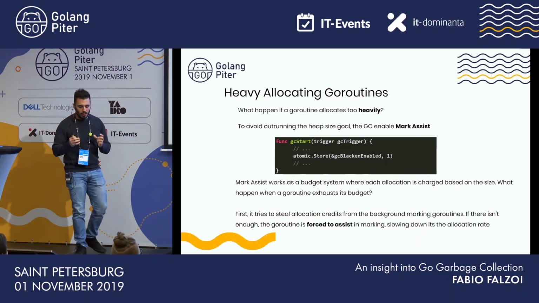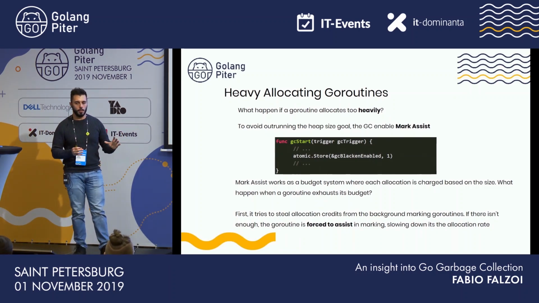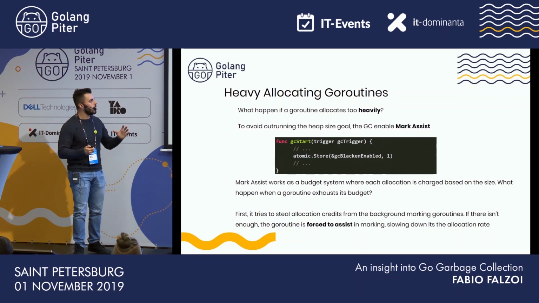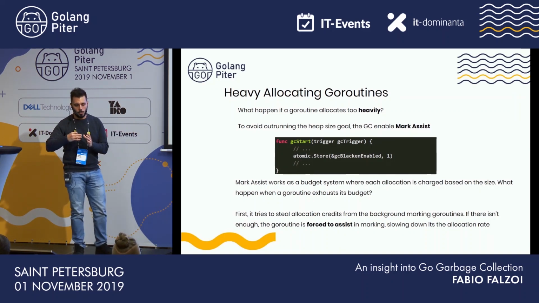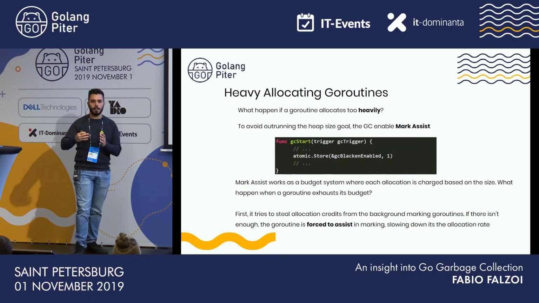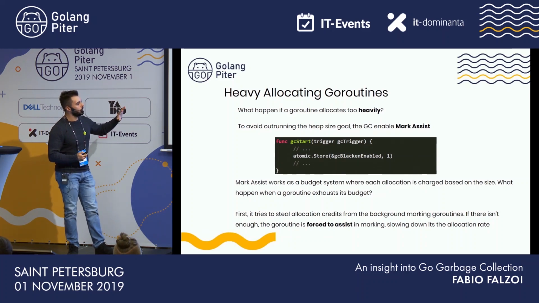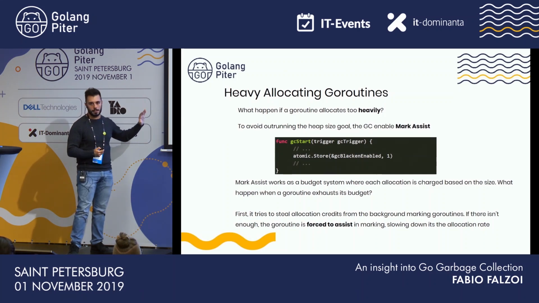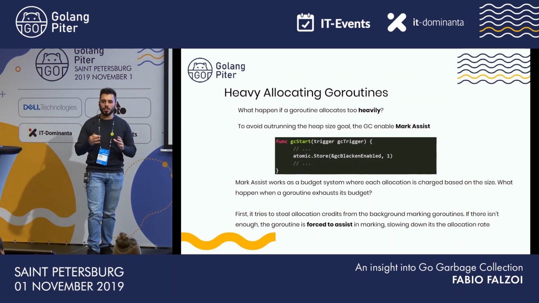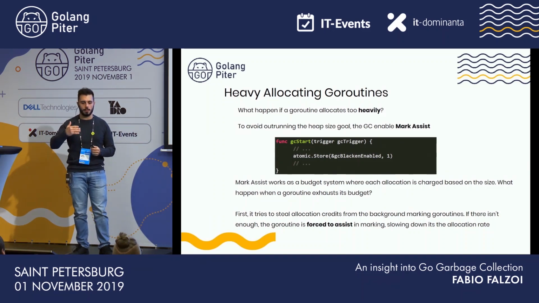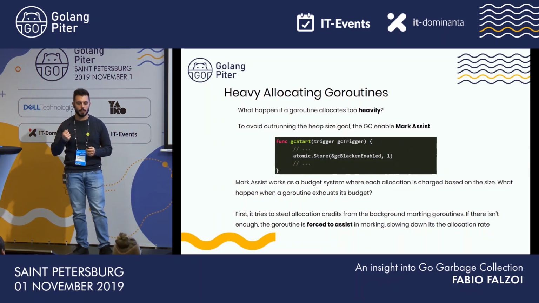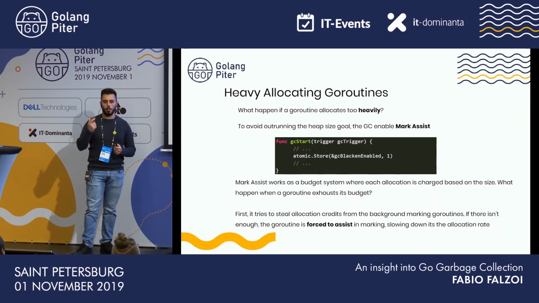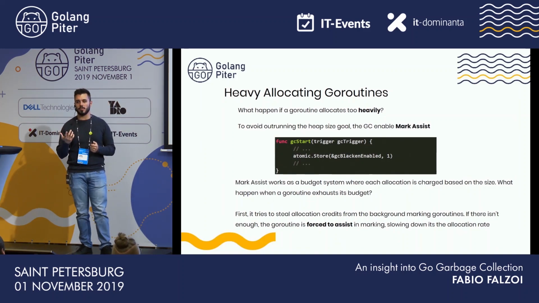Okay, so since 25% of the CPUs are reserved for marking, what happens if there are one or more Go routines that are allocating very heavily? It is allocating a lot of memory. If we don't do anything, we can end up with that Go routine outrunning the garbage collection marking work. And to avoid that, at the start of the garbage collection cycle, the runtime enables a mechanism called mark assist. Mark assist is a budget system where each Go routine that does some marking job earns credit, and when a Go routine instead is requesting an allocation, it is charged based on the size of the allocation.